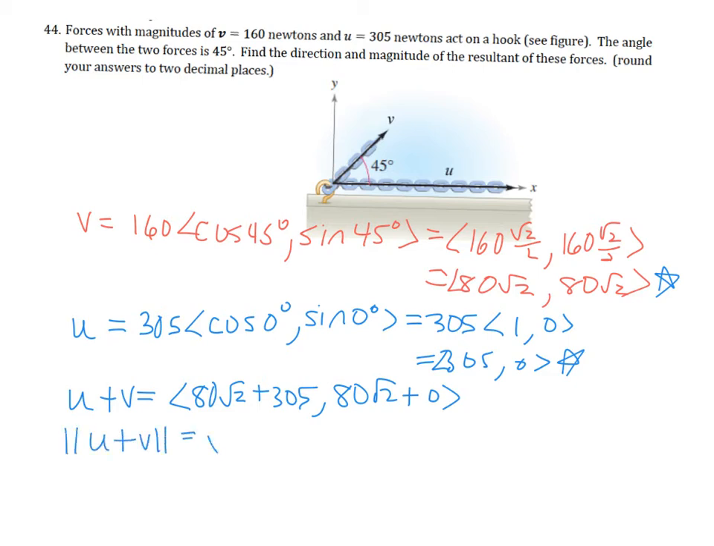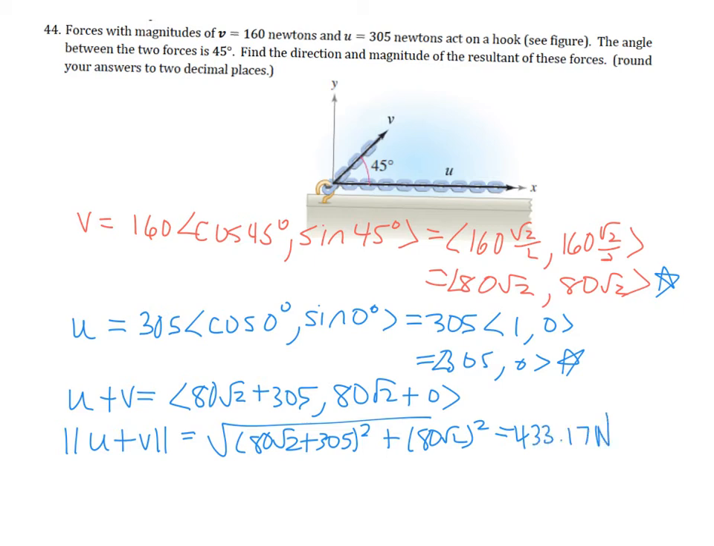you're just going to square root 80 radical 2 plus 305 squared plus 80 radical 2 squared. And I am going to put that into a calculator, and I'm going to square root it. And I'm going to get 433.17 newtons. Okay, so that's the resultant force.